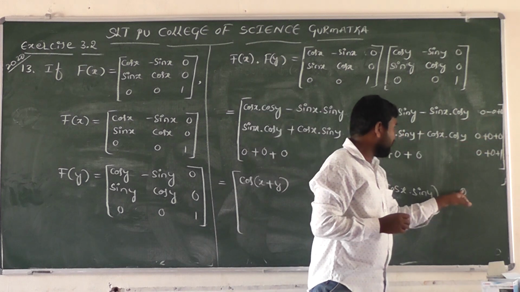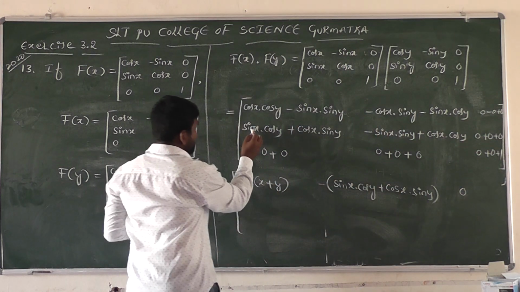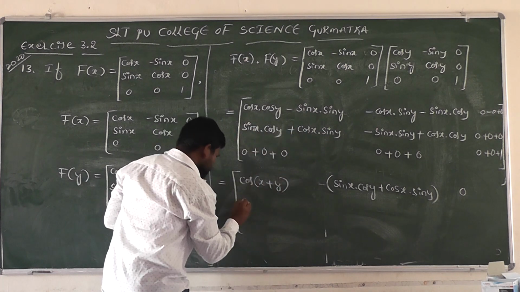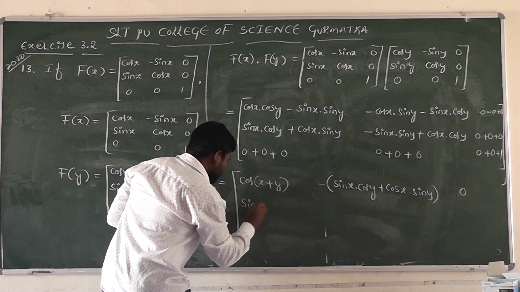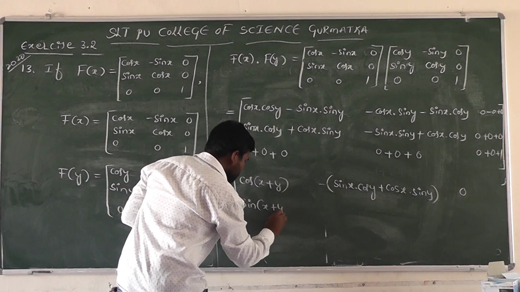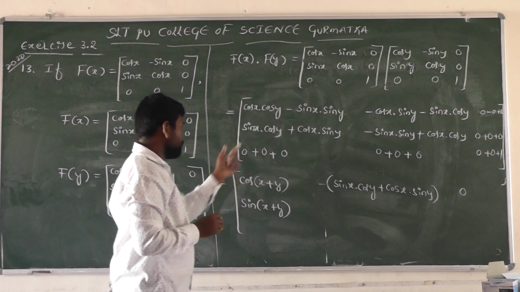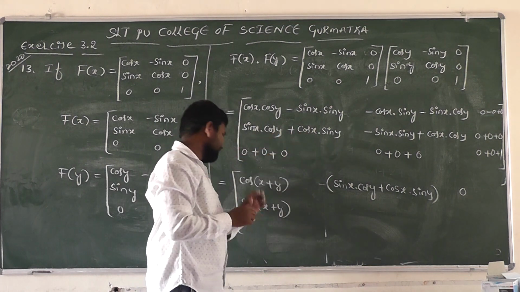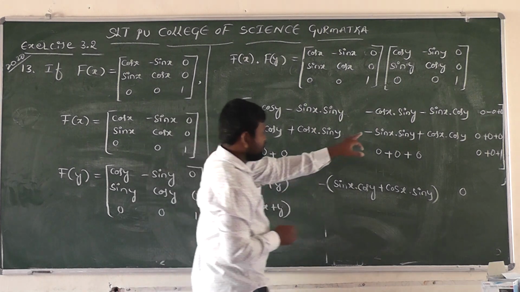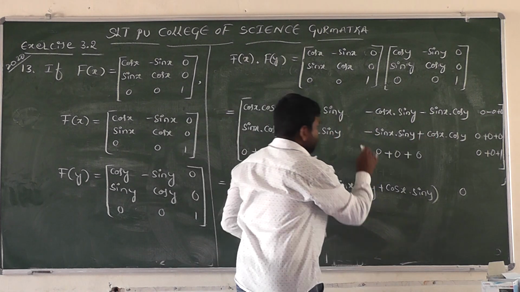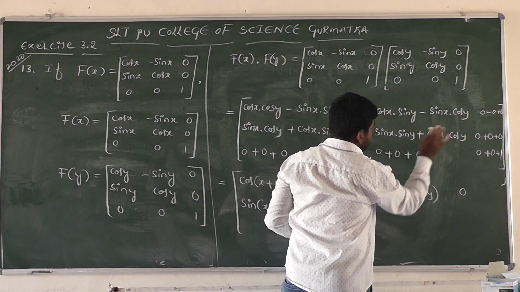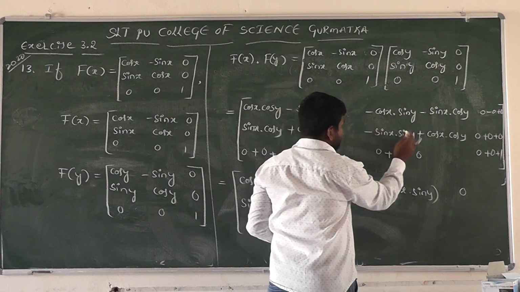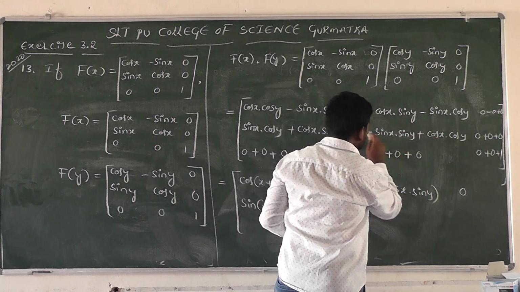And next one, this one element is 0. And this one, sin x cos y plus cos x sin y. This is nothing but what is the formula here? Sin x plus y formula. Right? What is the sin x plus y formula here? Sin x cos y plus cos x sin y. Right? Sin x plus y is equal to. Next, here, minus sin x sin y plus cos x cos y. But we have to read it in this way, cos x cos y minus sin x sin y. Right? Cos x cos y minus sin x sin y.